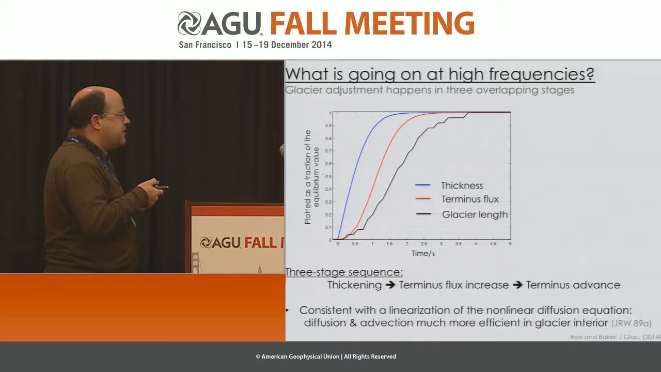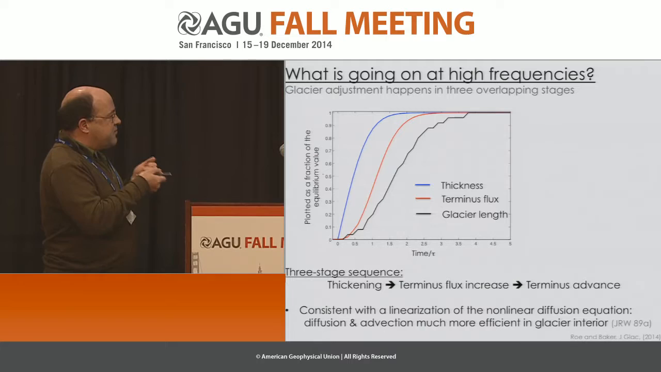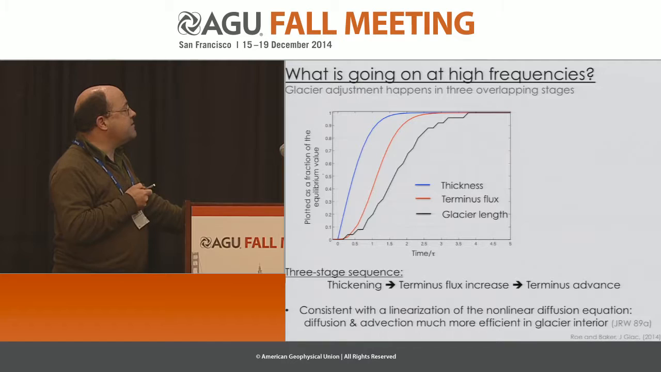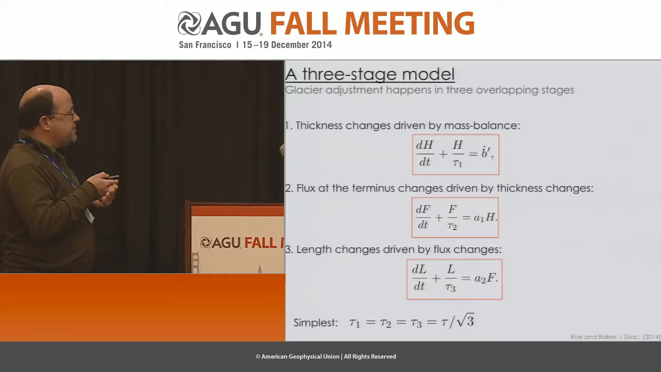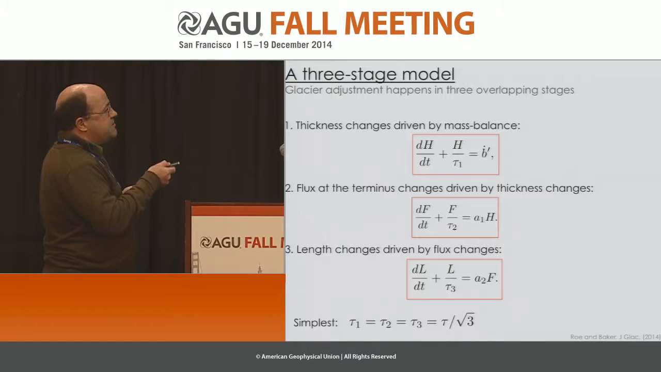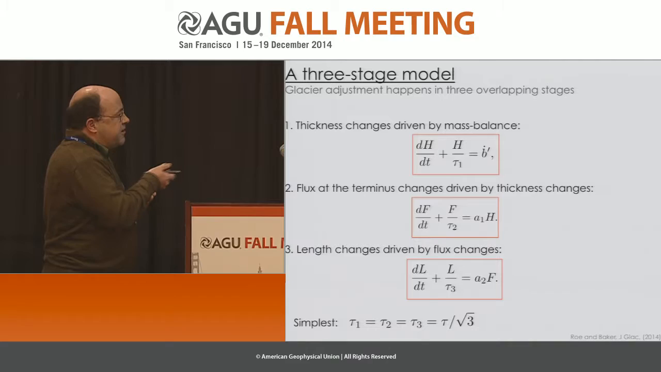This behavior is consistent with a linearization of the shallow ice approximation, where the diffusivity is much larger in the interior of the ice sheet, so things are mixed much more efficiently in the glacier interior than they are near the terminus. You can visualize this as a sequence of three overlapping stages, and we can represent those three stages by a chain of three equations. Fluctuations in mass balance drive changes in thickness, fluctuations in thickness drive changes in the flux, and finally fluctuations in the flux drive changes in the length. For simplicity, we can assign an equal time scale to each of these three stages.